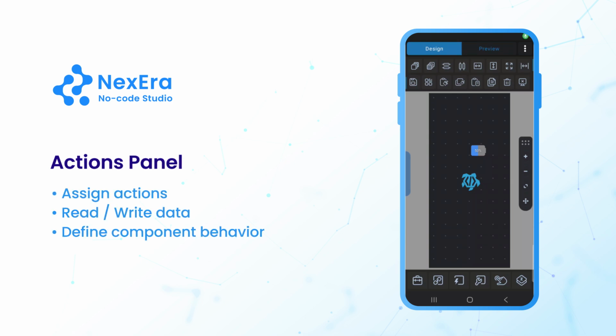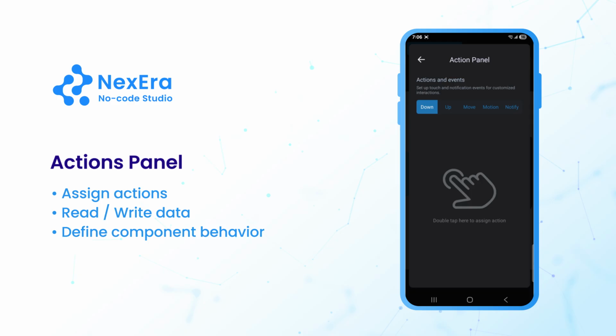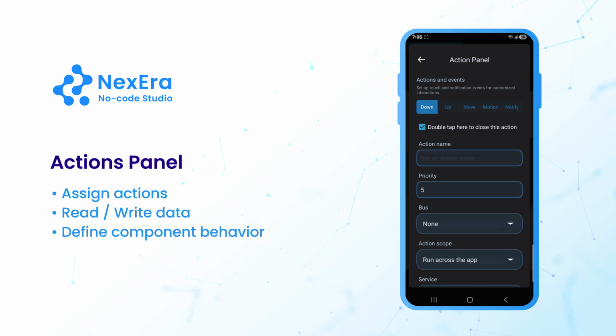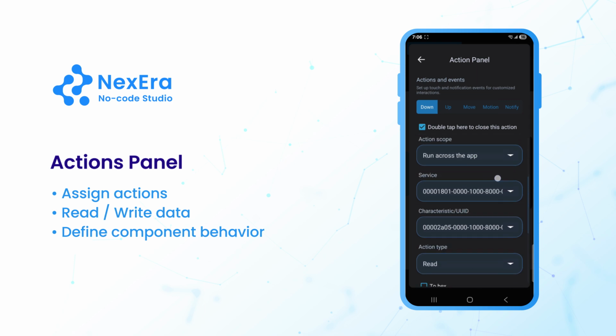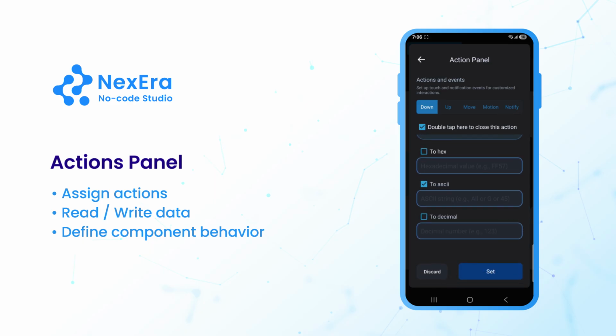Next, the action panel, second button from the left. Here you can assign actions to your components. Things like what should happen when a button is pressed or when your hardware sends data back to the app. You also decide whether that component will read data from the hardware or write data to it. This is where the logic of your app really starts to come together. You set all these option fields here, and that's it. That's the action panel. We will cover this action panel in another video.